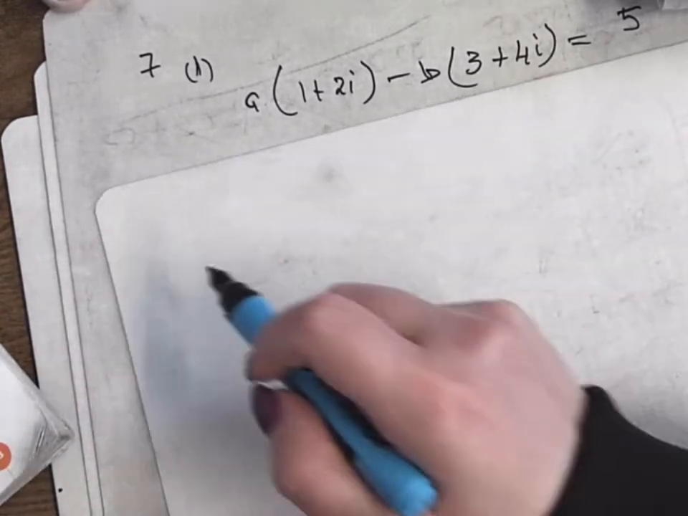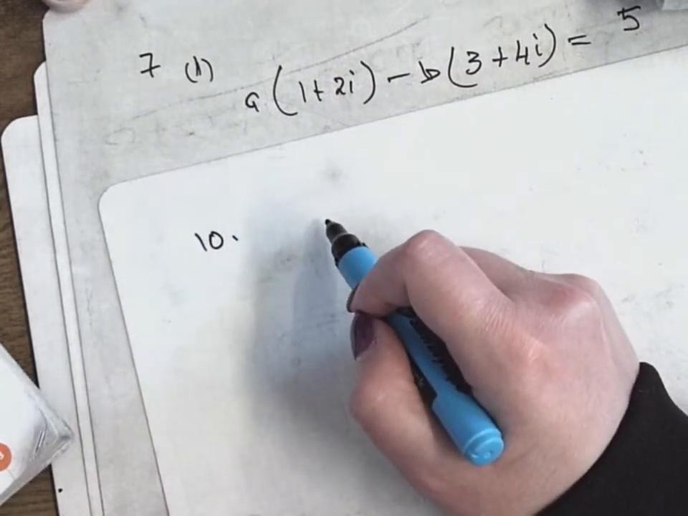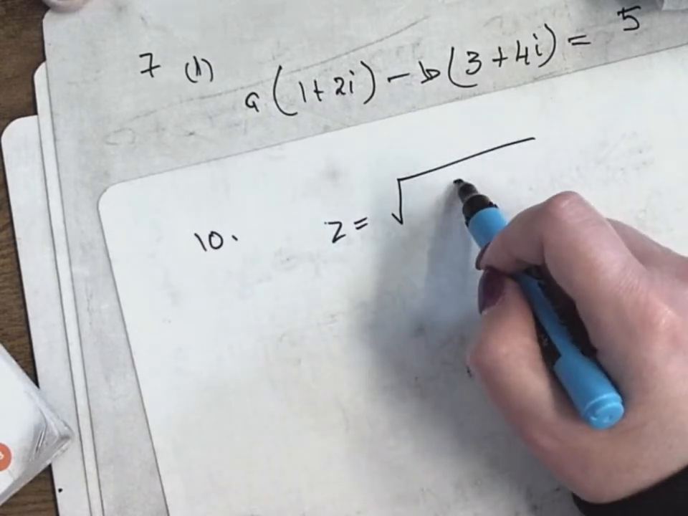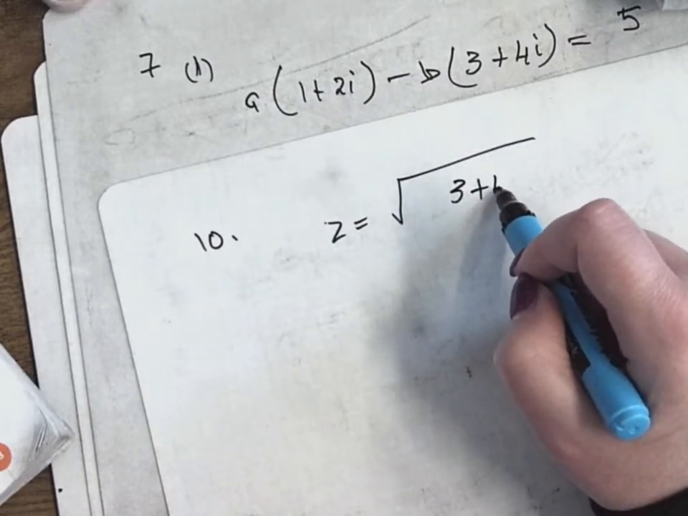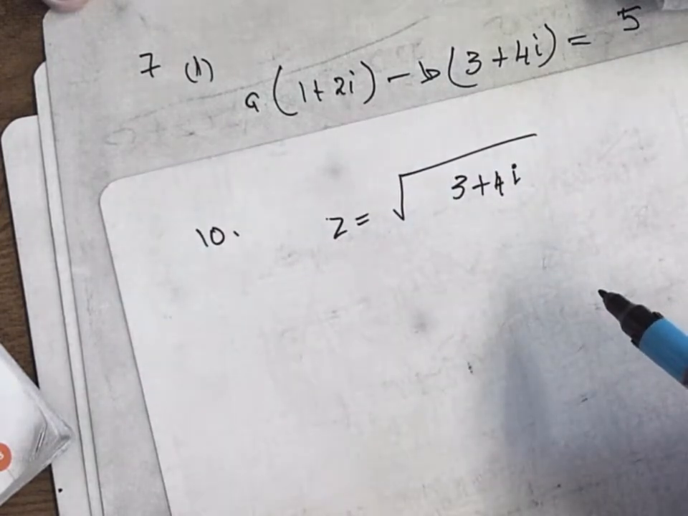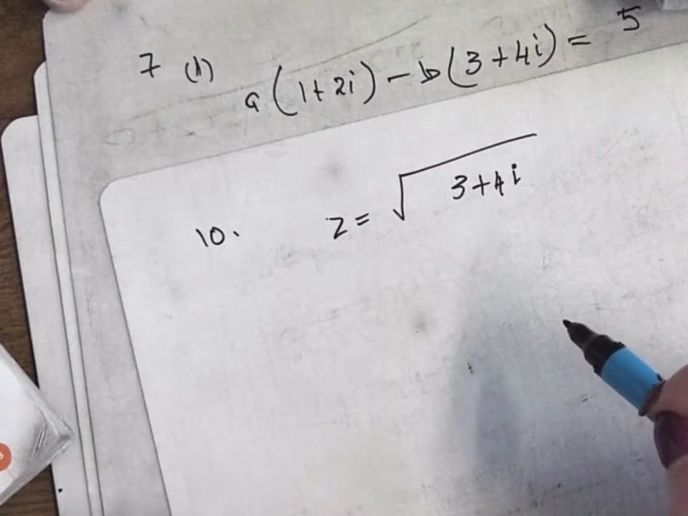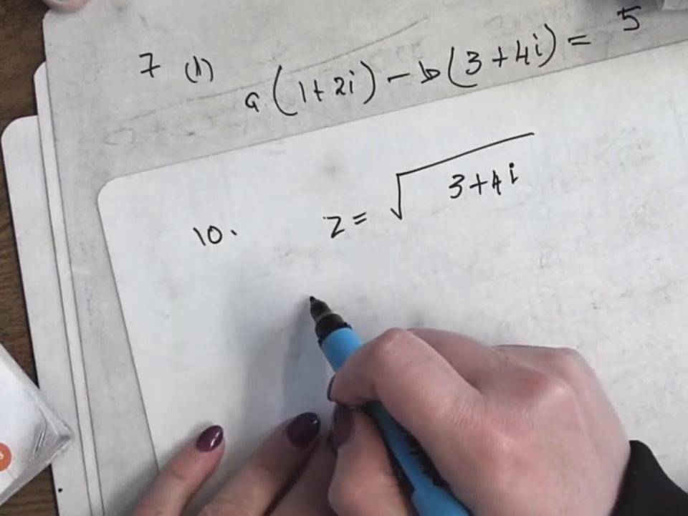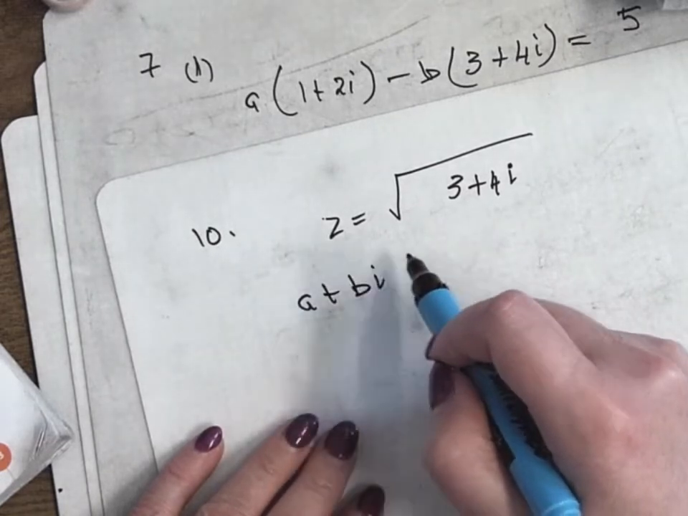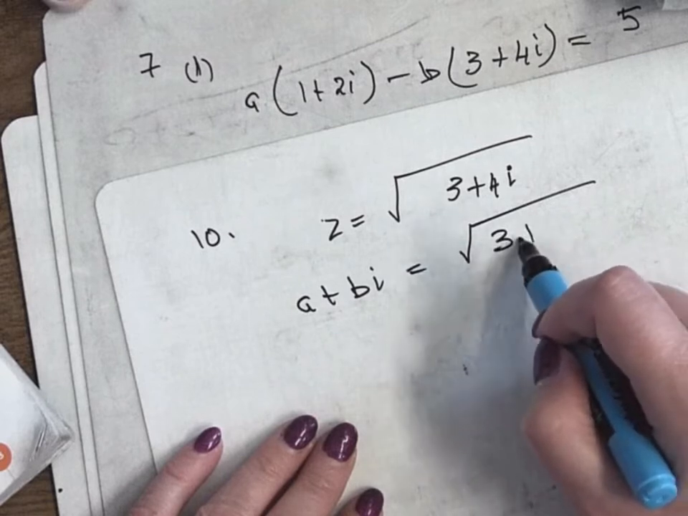Right. Okay. So number 10 is z equals the square root of 3 plus 4i. To find z in the form a plus or minus bi, where a and b are elements of R. So they've already said that, so you let z equal a plus bi equals the square root of 3 plus 4i.